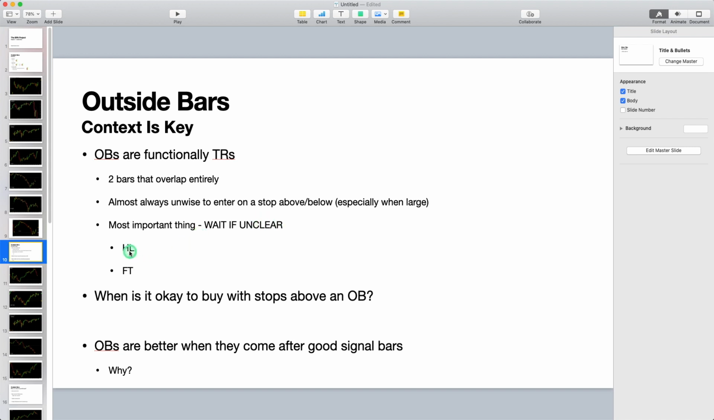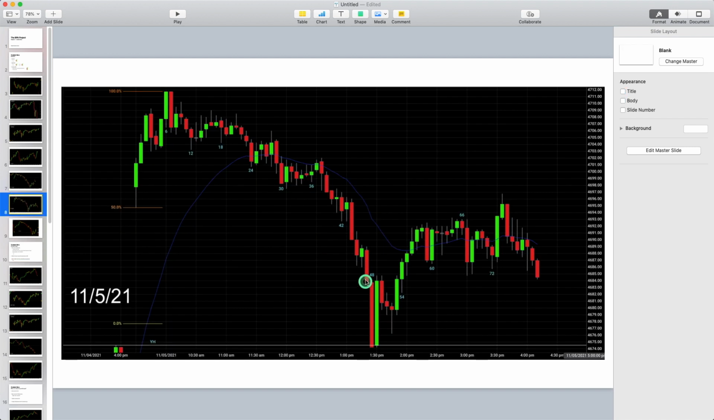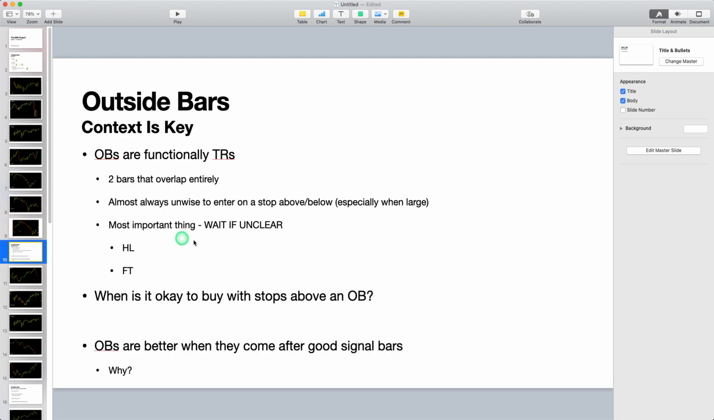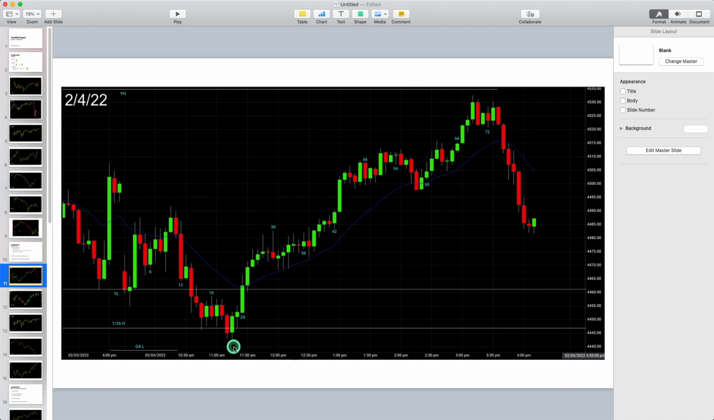And what do you wait for? You can wait for a higher low, as we talked about here. Wait for the bulls to start to protect a higher low, or wait for follow through. So on this day, we had an outside bar here on bar 22. And in the room, Al was saying, well, the Globex low is just below, and we might test the Globex low. And it's an outside bar 22. So Al didn't buy above 22. He waited for follow through 23, and then as the market started to race up on 24, he bought. So that's a sign of being patient and waiting if it's unclear.